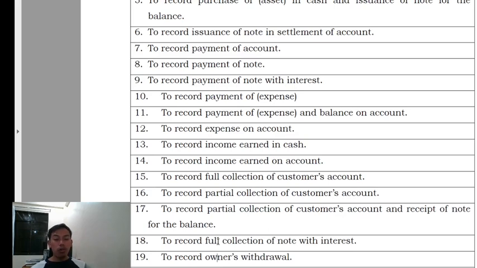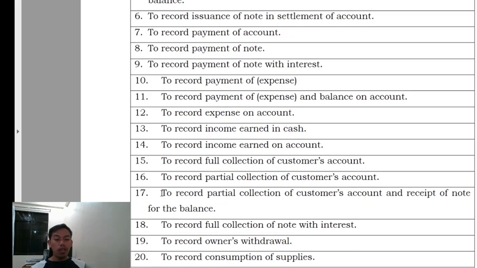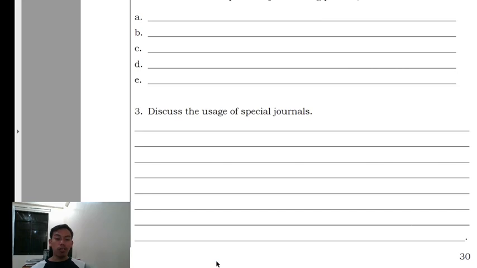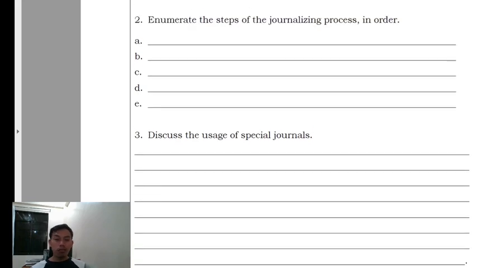Instead, nagbigay siya ng notes receivable. In that case, to record partial collection of customer's account and receipt of note. Tumanggap tayo ng note for the balance ng kanyang utang. What if kinolekta natin yung note? To record full collection of note with interest. Nag-withdraw yung owner. Owner's withdrawal. Ginamit natin yung supplies. To record consumption of supplies or use of supplies.